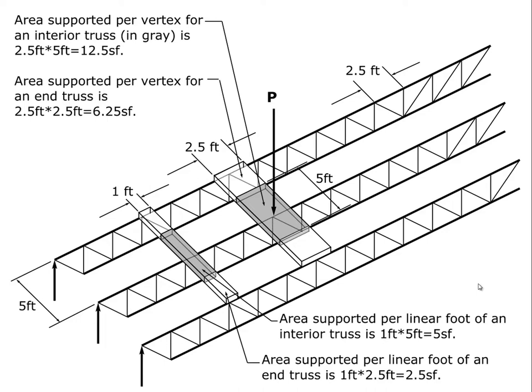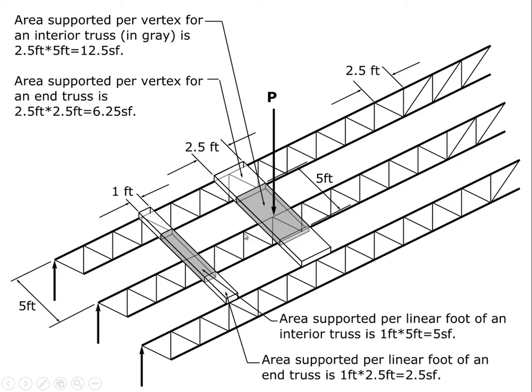But here we have an image of a floor. And right now we have two perimeter trusses and one interior. In a normal floor, of course, we might have a really wide floor and it might have a lot of interior trusses. But to keep this diagram simple, we've just shown three trusses, two of which are perimeter trusses and one of which is interior.